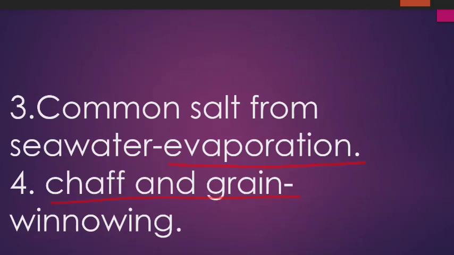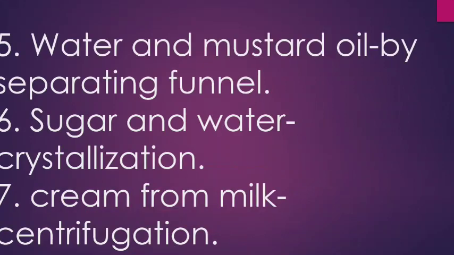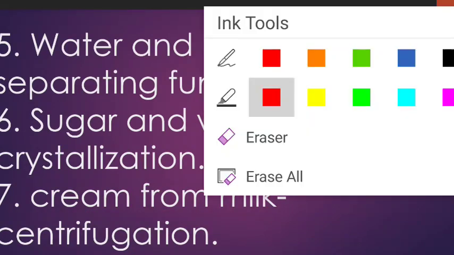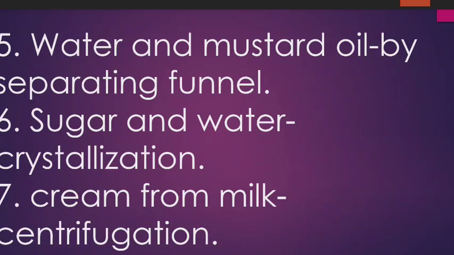And the next one is chaff and grain. Which process is helpful? Winnowing. Clear? The winnowing process is helpful in removing chaff from the grain. Now next is water and mustard oil. How can you separate water and mustard oil? By separating funnel. Okay. Then the sugar and water. How? Crystallization. Through the process of crystallization we can separate sugar and water.